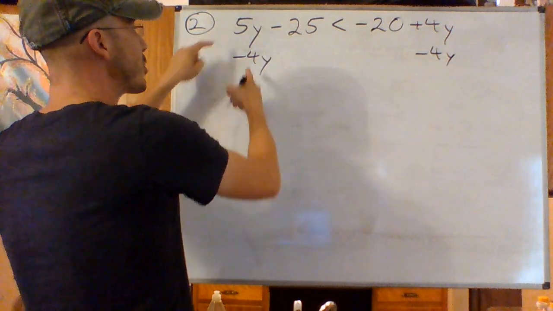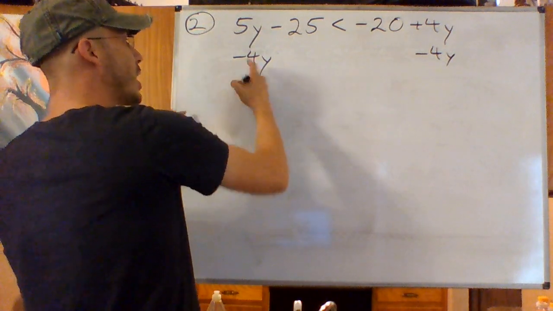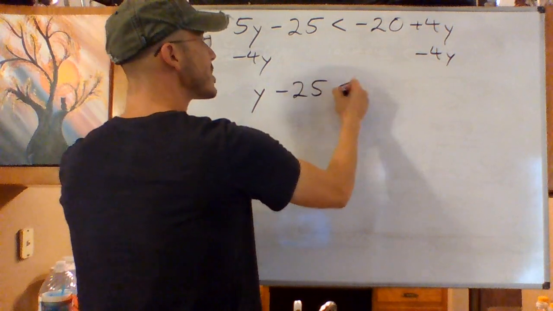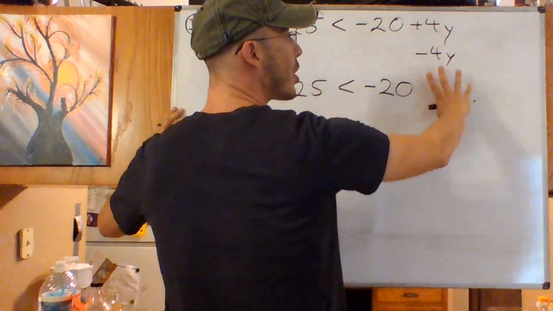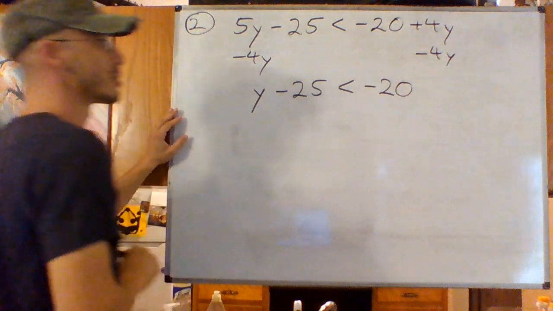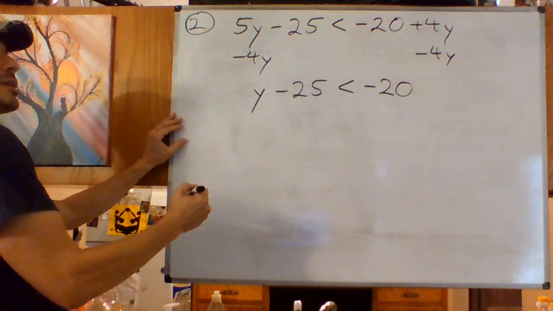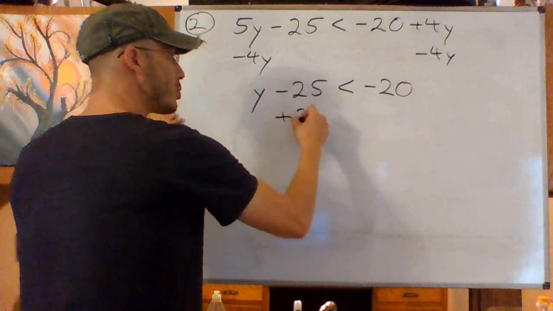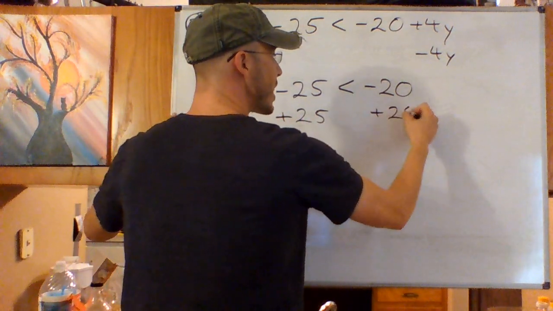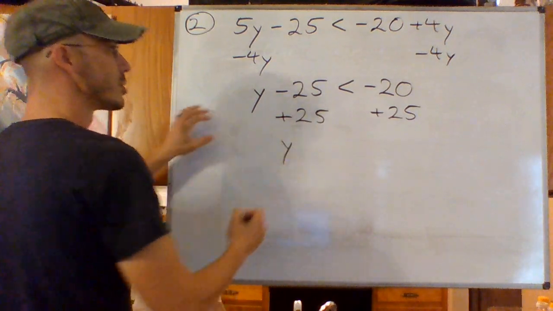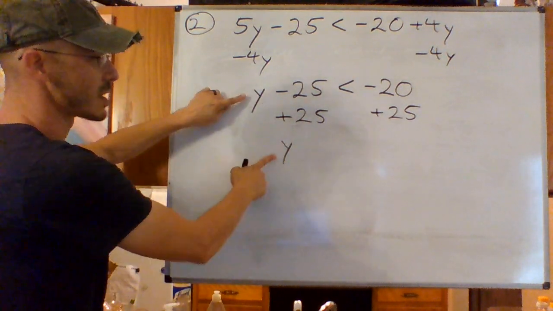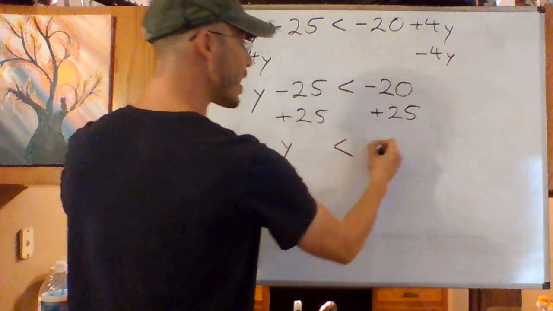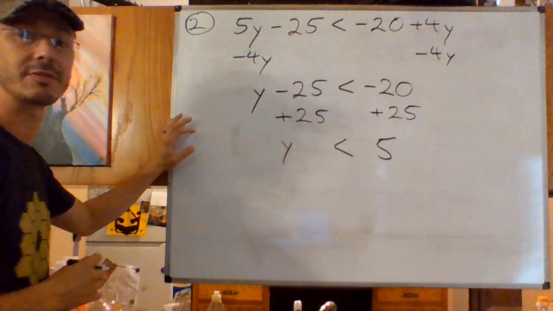First, 5y minus 4y is just 1y, or y. Minus 25 is less than -20, and then this is gone. Plus 4y minus 4y, there's nothing left. The next step, I'm going to add 25 to both sides to isolate the y. So minus 25 plus 25, all that's left is y. It's less than -20 plus 25, which is positive 5.